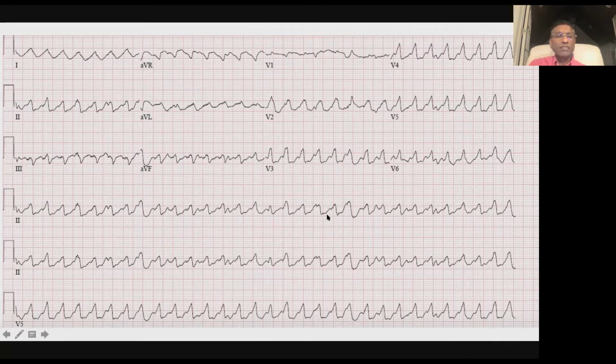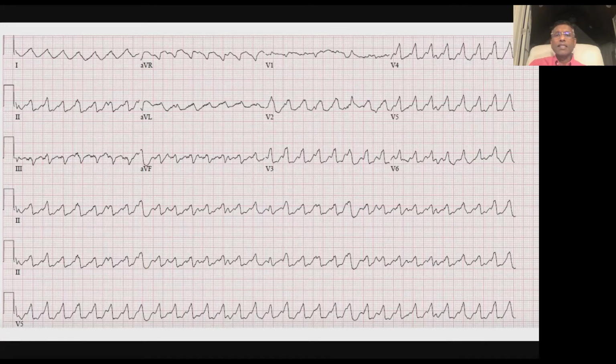May I ask you questions? Is this narrow or wide complex tachycardia? Wide complex tachycardia. Good. So wide complex tach. I can't really tell if it's regular. I don't have a marker or anything to tell me very clearly. So let's just call it regular for now. Okay. And it's a regular wide complex tach.